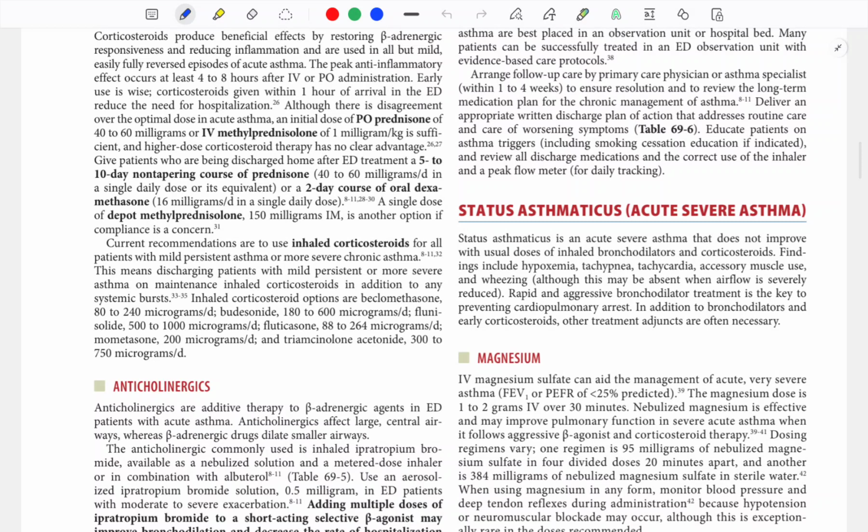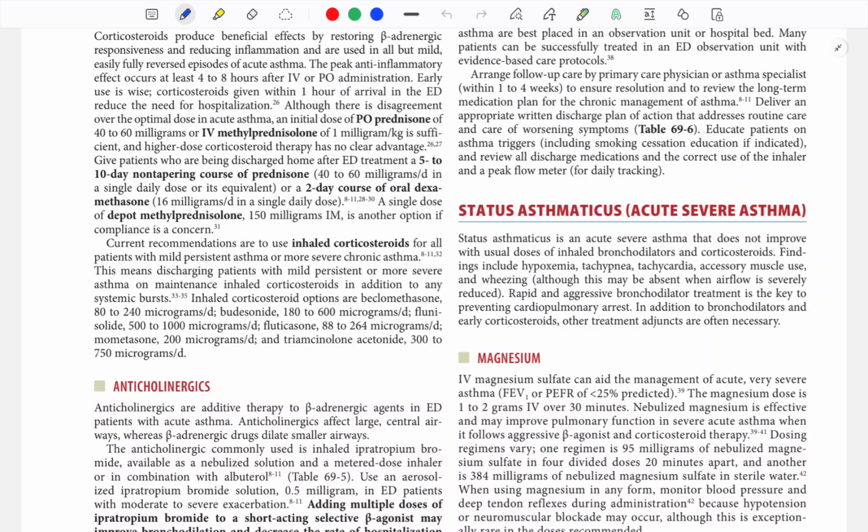Now coming to status asthmaticus. It is an acute severe asthma that does not improve with usual doses of inhaled bronchodilators and corticosteroids. There are findings such as hypoxemia, tachypnea, tachycardia, accessory muscle use, audible wheezing. Rapid and aggressive bronchodilator treatment is the key to preventing a cardiopulmonary arrest. So it is an acute severe asthma that is causing respiratory failure.